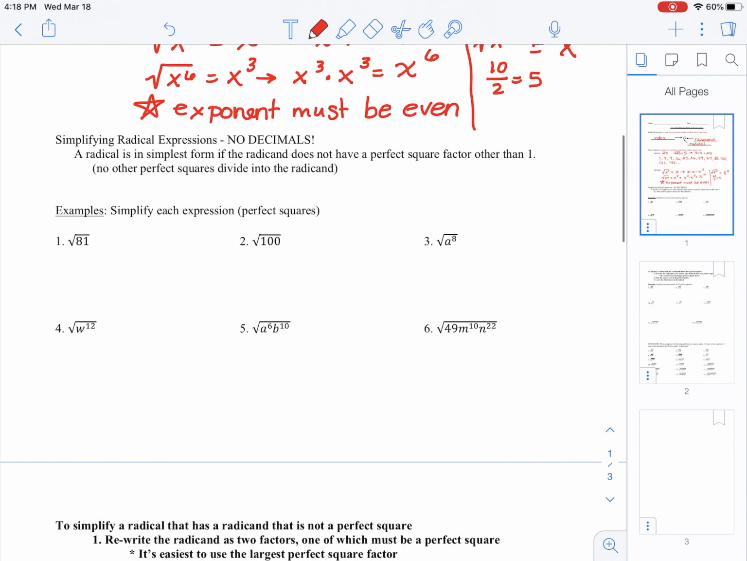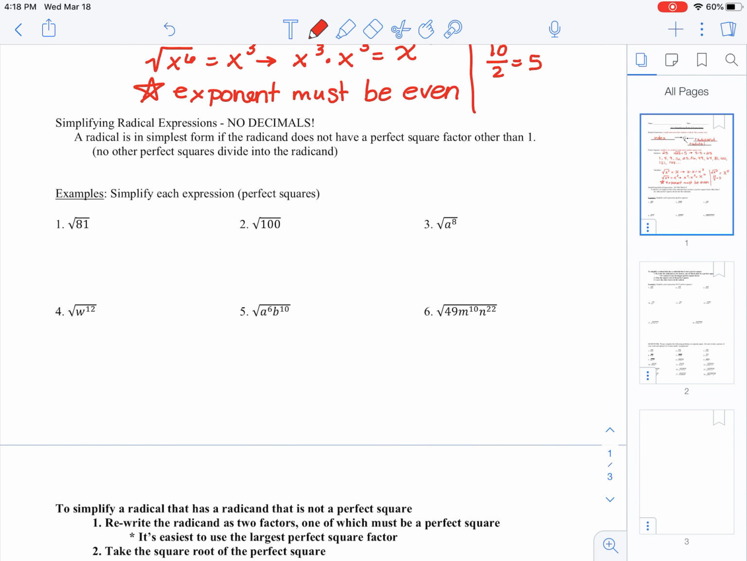Okay, let's try to simplify a few radicals that are perfect squares. So simplifying a radical, you are not allowed to have a decimal. A radical is in simplest form if the radicand does not have any other perfect square factors bigger than 1, and we'll go back to that idea in a few minutes. That really means that there are no other perfect squares that divide into the radicand. Okay, so for now, the first set of examples are all perfect squares. So the square root of 81, we should know, is 9, because 9 times 9 gives us 81. The square root of 100 is 10.